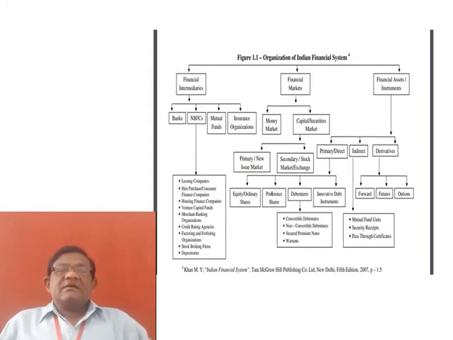Primary market. The marketplace for new debentures, bonds and other long-term investments is called the primary market. In this market, prices are fixed. Secondary market, the place where securities are traded, is called the secondary market. In this market, prices are determined by the market forces.